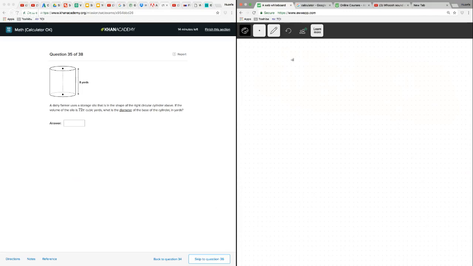All right, how do you do volume of this guy? Volume equals pi r squared times height. There's your formula. Well, the volume, it already tells us, is 72 pi.